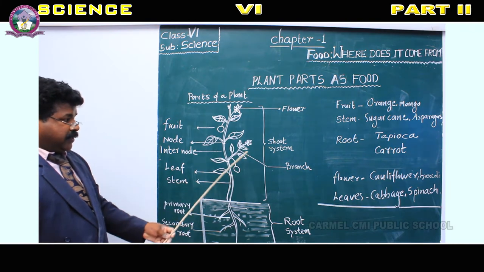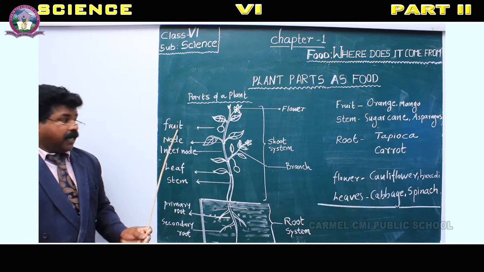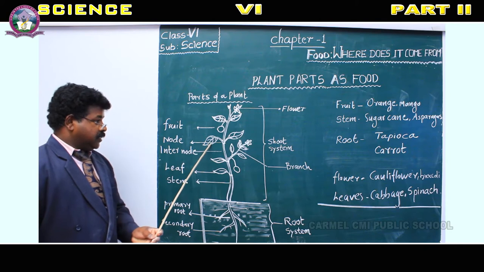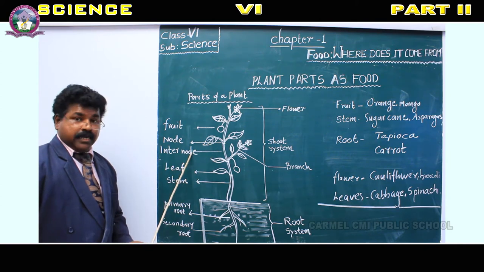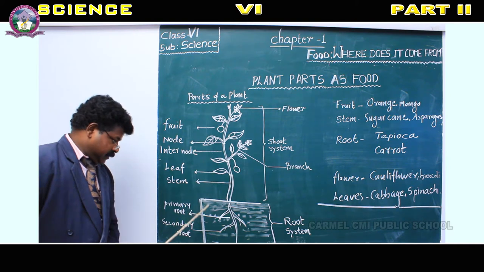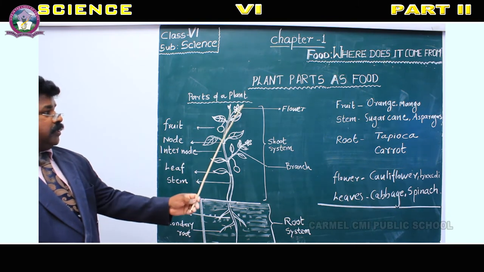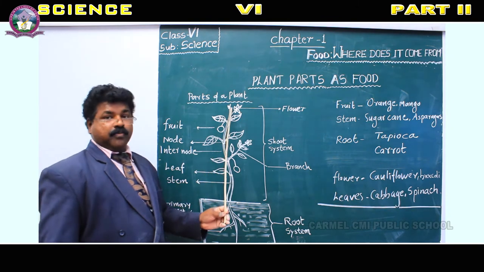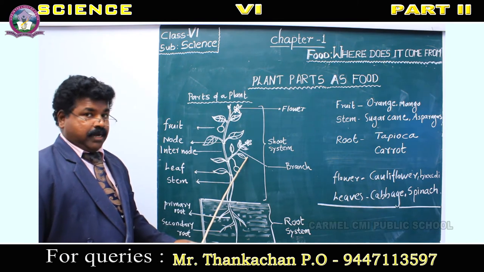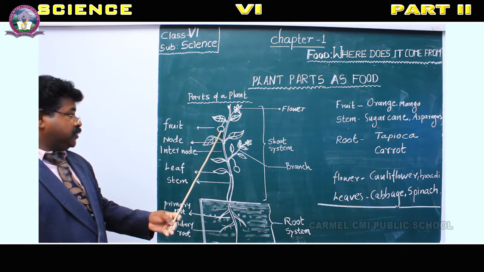Again, you can observe here, there is a branch. And if you see the next side, you can find fruit. And here, nodes, internode, a leaf, stem, primary root, and secondary root. So on the topmost part, or sometimes on the lateral side also, you will be able to find a flower. And then there is fruit.